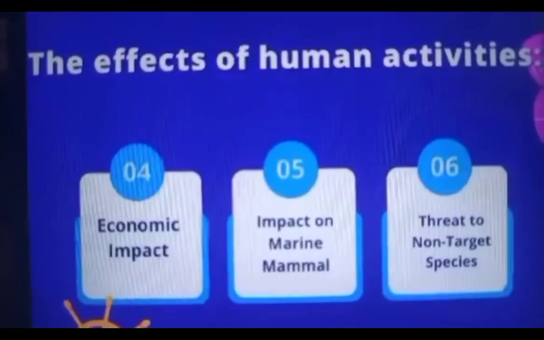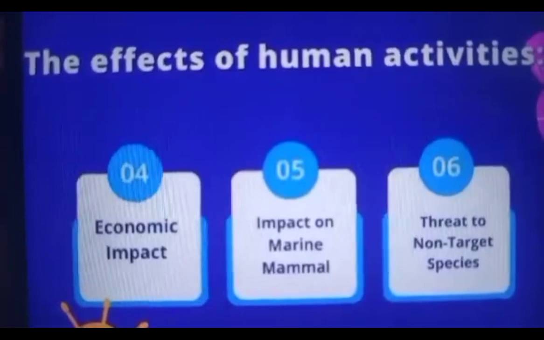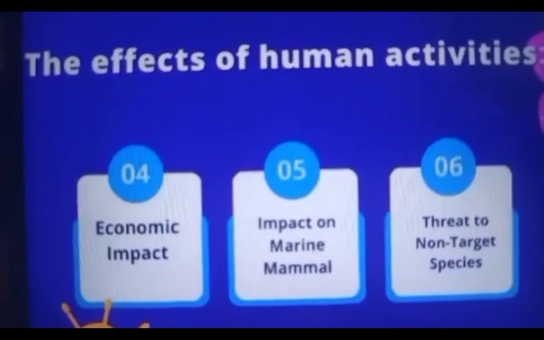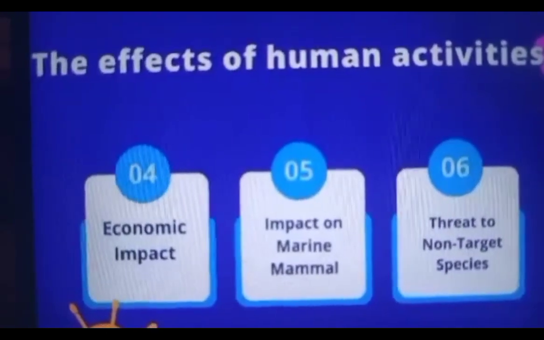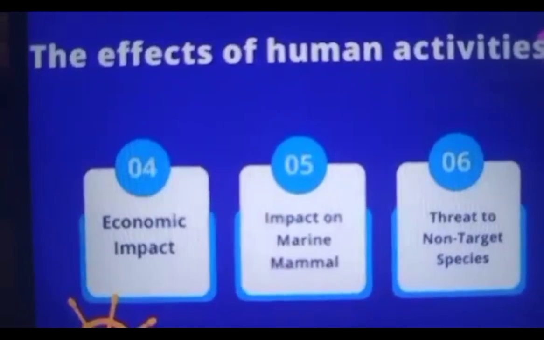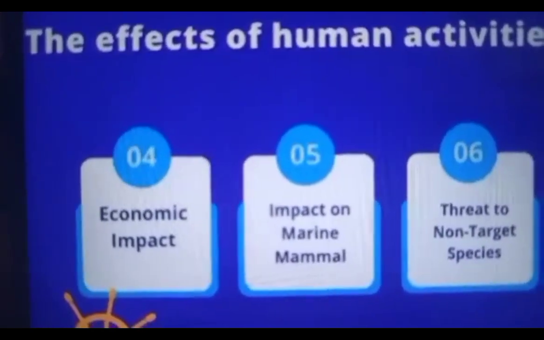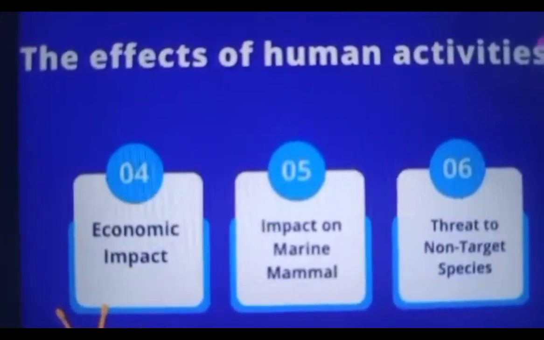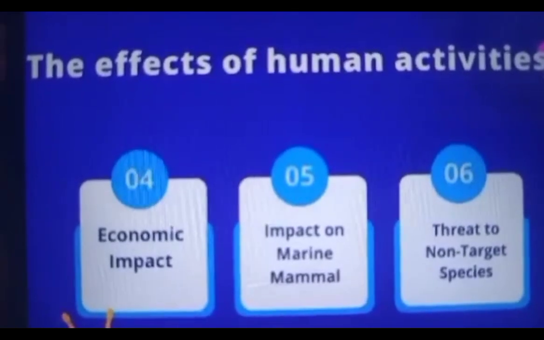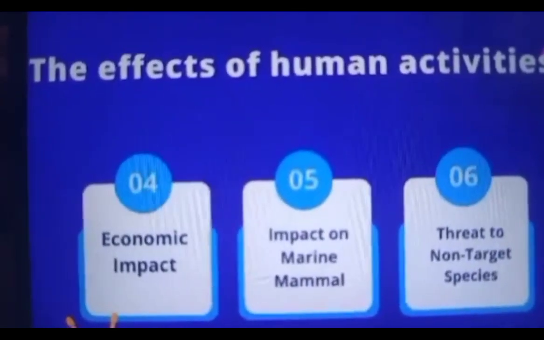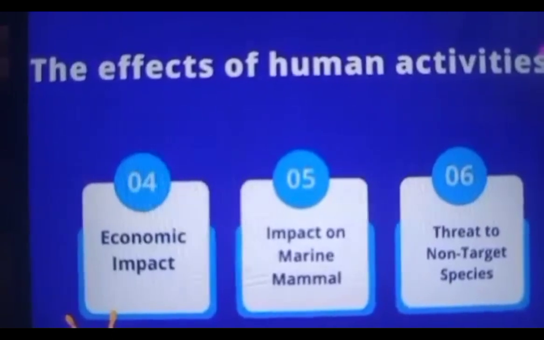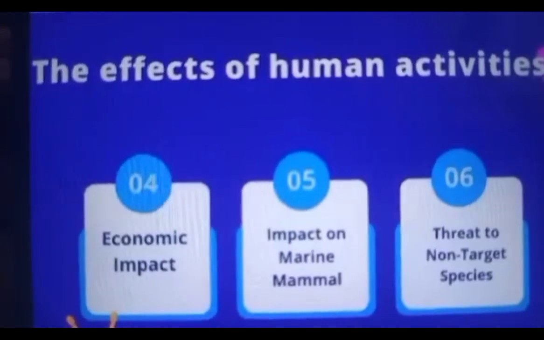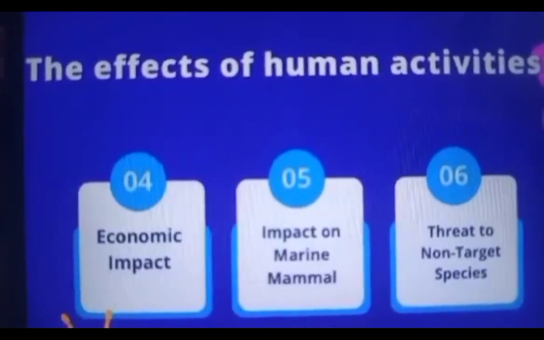So let's move on to number 5. We have the impact on marine mammals. Those human activities in the ocean affect the mammals, so of course the species are all affected. Number 6, we have the threat to non-target species. Yes, as I said earlier, whatever action is done, other species under the water still get damaged, like fishes. We have the predators and others that are affected even more.